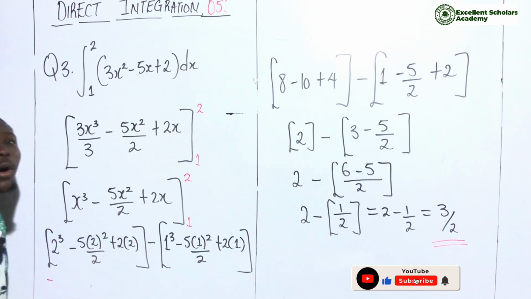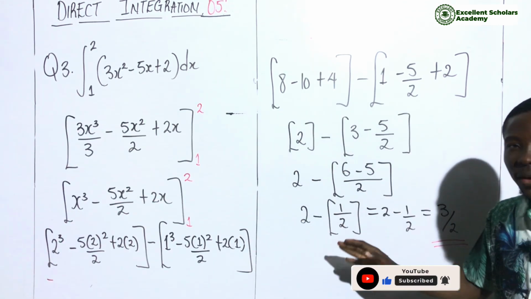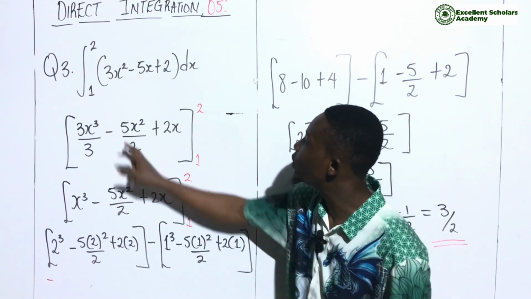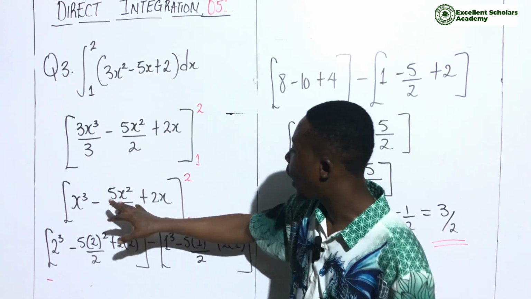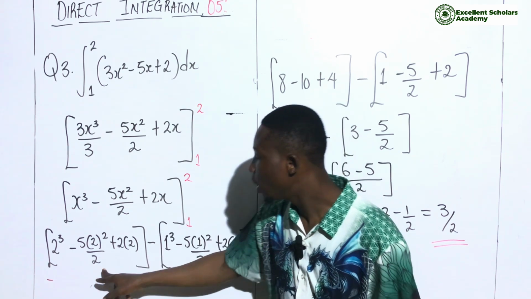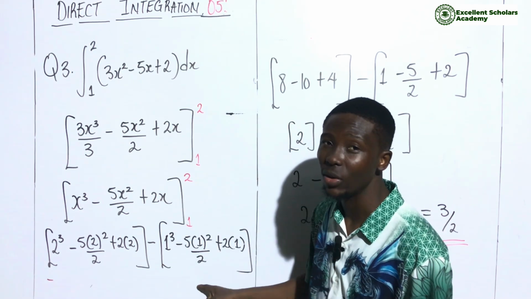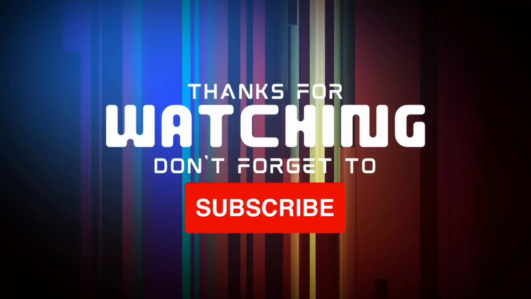So that will be all for today. I hope you understand this. It is very simple. You just have to integrate this, and then you substitute this value, then subtract by substituting this same value into the same integral, and you get your answer.